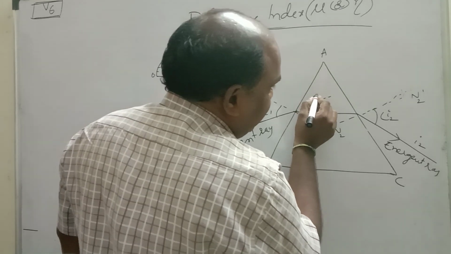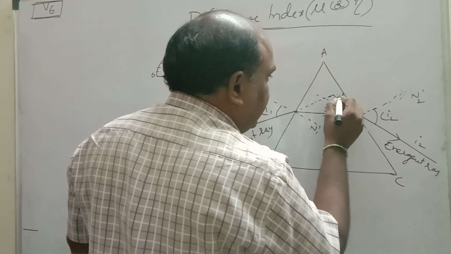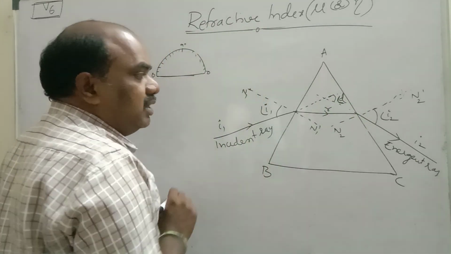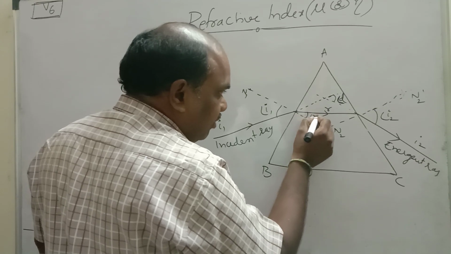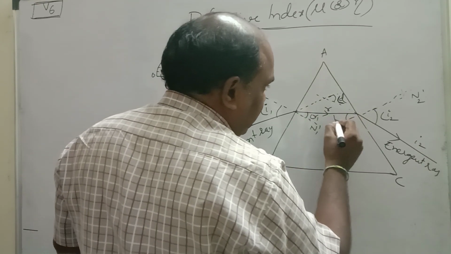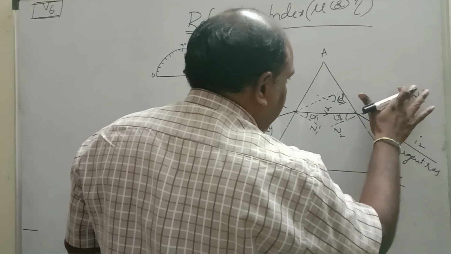If you extend this emergent ray, there will be some angle between them. This is called the angle of deviation. This refracted ray is making some angle with the normal. This is the angle of first refraction. This is the angle of second refraction. This diagram is very important.